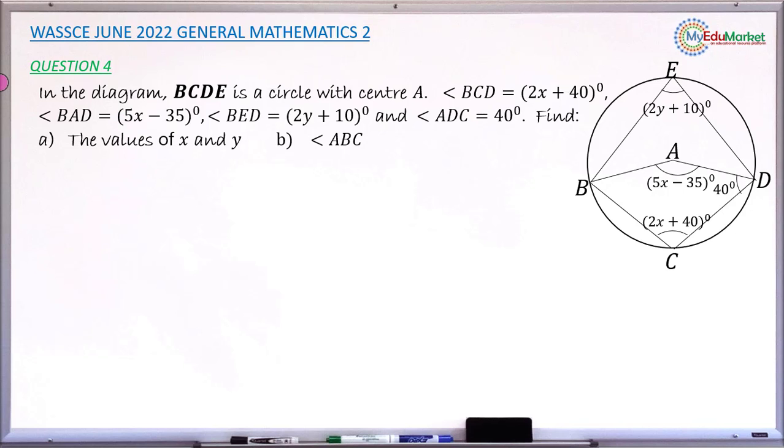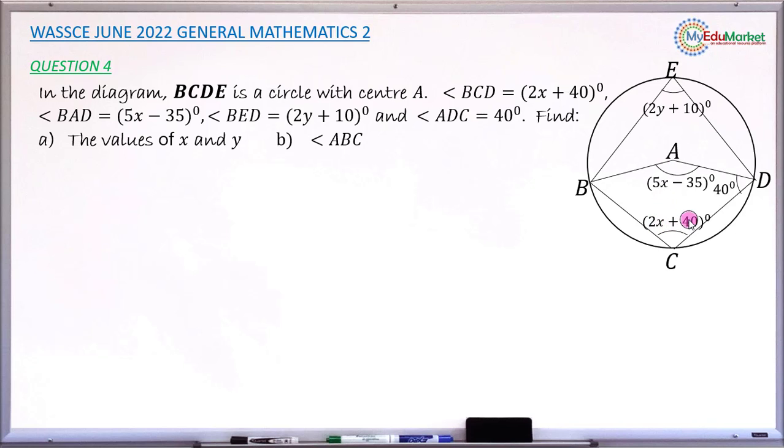This is WAEC June 2022 General Mathematics Paper 2, and we are answering question number 4. The question says in the diagram BCD is a circle, and that circle has center at E. This is the circle BCDE, the center of that very circle at the point E. And angle BCD is given by the expression 2x plus 40 whole degrees.